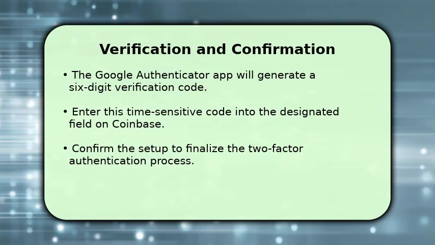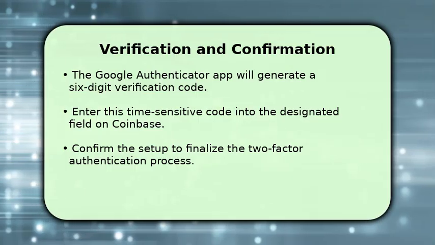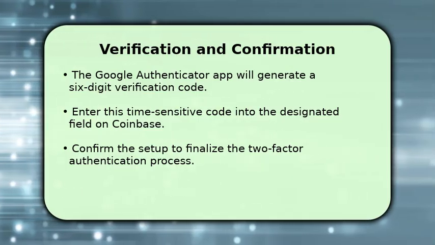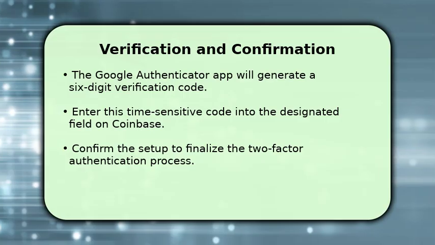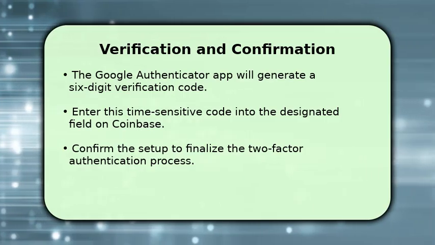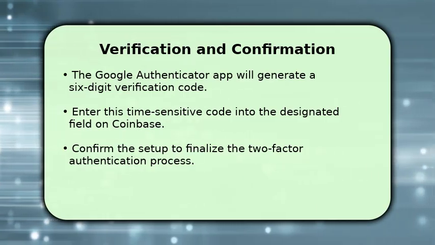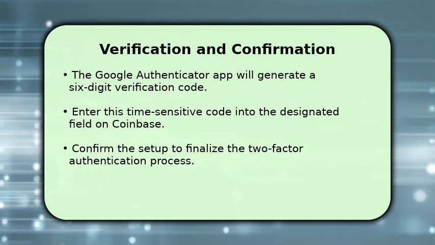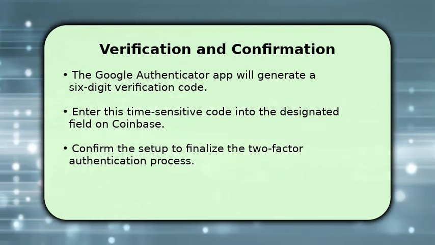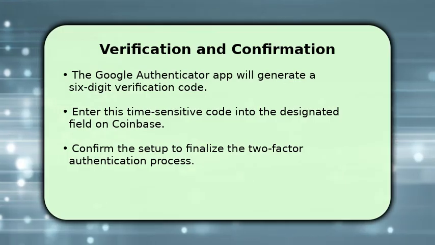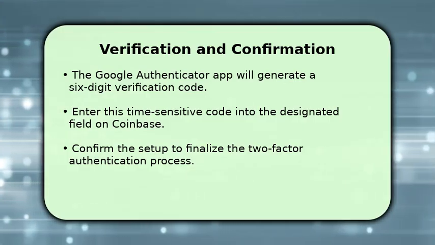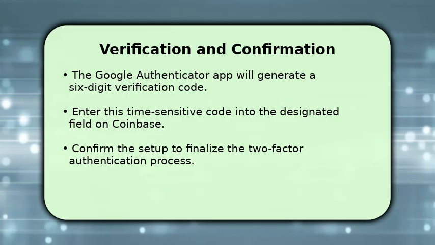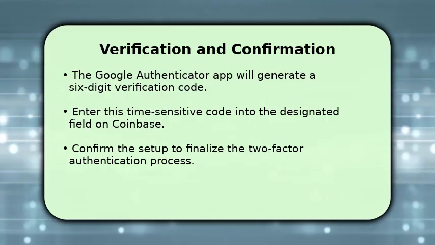After scanning, Google Authenticator will immediately generate a 6-digit, time-sensitive code. Quickly enter this code into the corresponding field on your Coinbase security page. This code refreshes every 30 seconds, so you need to be prompt. Once entered, click Confirm or Enable to finalize the setup. Congratulations, your Coinbase account is now secured with an additional layer of protection.